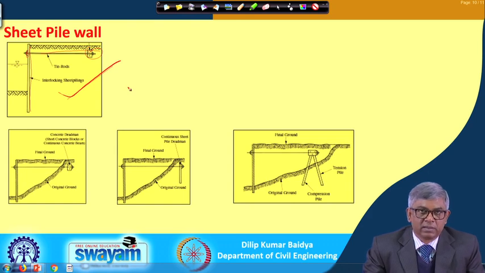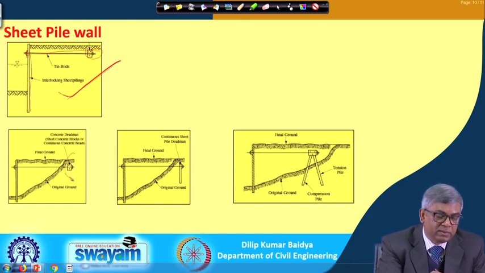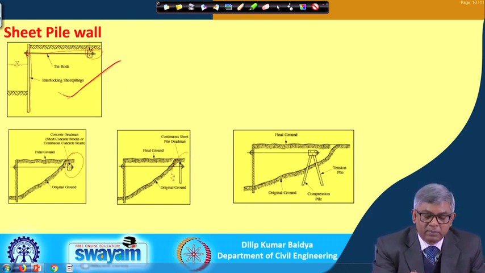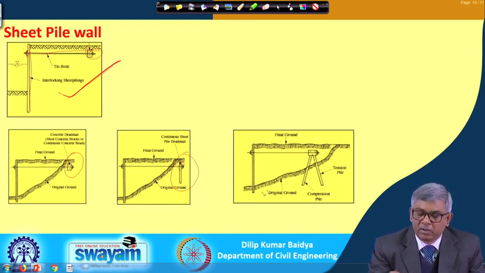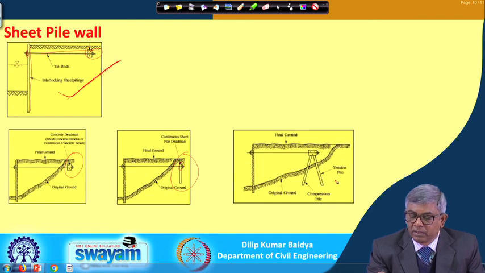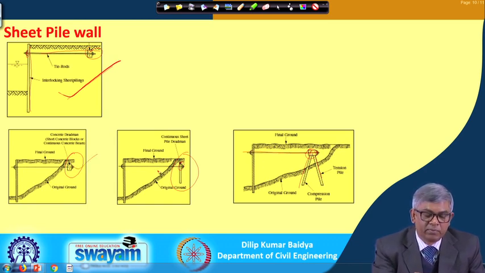different ways. You can see one is a dead weight that can be kept here, or a continuous wall can be built where it will be tied, or there can be some batter pile, and then there will be some connection through this. So, these are different ways of anchoring. These are three different types of anchoring.